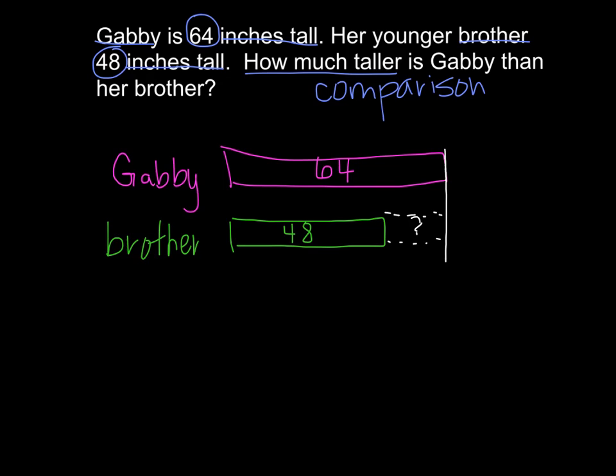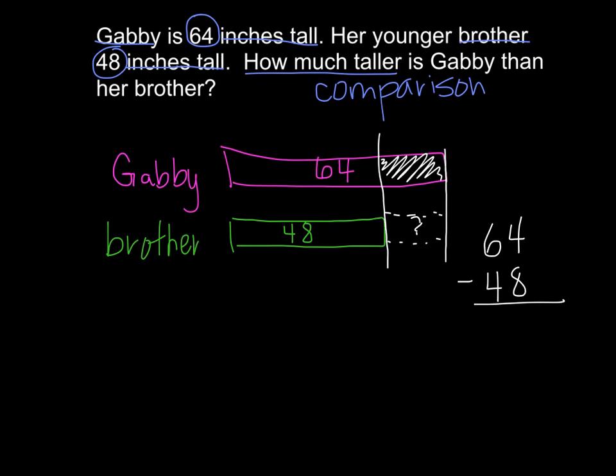In order to find that, I will subtract. That's why it's a subtraction situation. So basically, I'm looking at lining up the bars and chopping off this little piece and seeing how much difference there is there. So to work this problem, I take 64, it's the larger number, and subtract 48 from it.